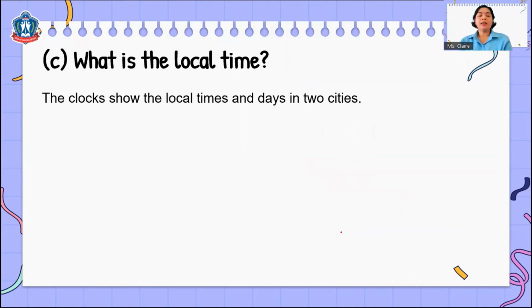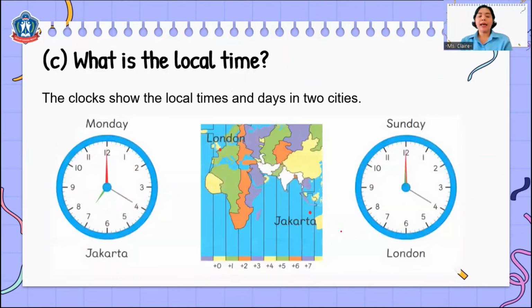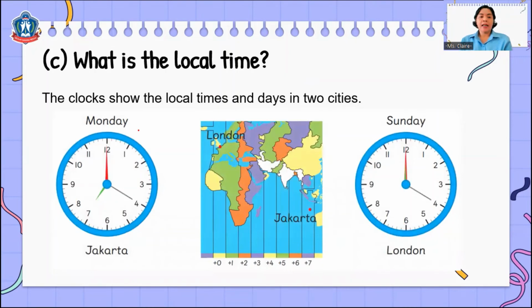The clocks show the local times and days in two cities. Look here, Jakarta is 7 o'clock, and that is Monday. In London, it is Sunday and that is 12 o'clock. Look at the time zones of London and Jakarta. Jakarta is +7. That's the time zone. And London is +0, or 0 time zone.